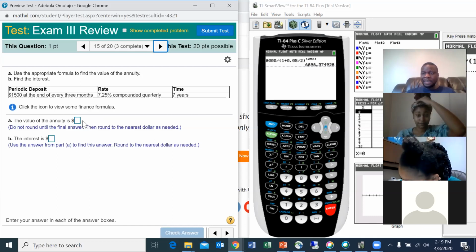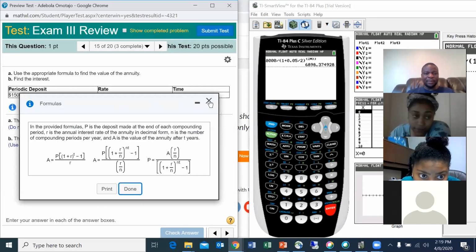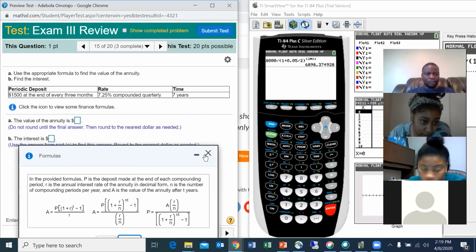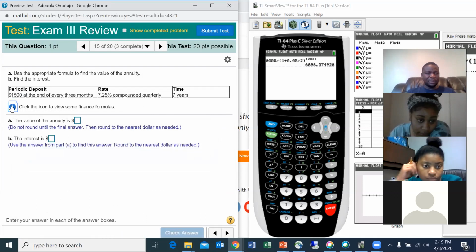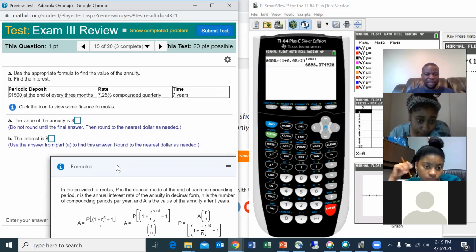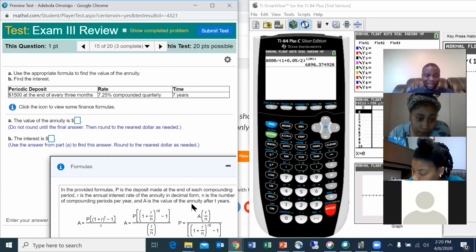the good thing is, on the test, it shows you the formula for annuity. If you click the icon here, it says click icon to show the formula. So I click that icon, and I'm just going to bring it down here. Can you guys see the formulas? Okay. The thing is, it doesn't tell you which of these three formulas is the right formula. Okay?